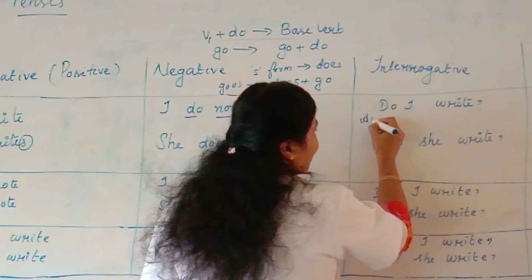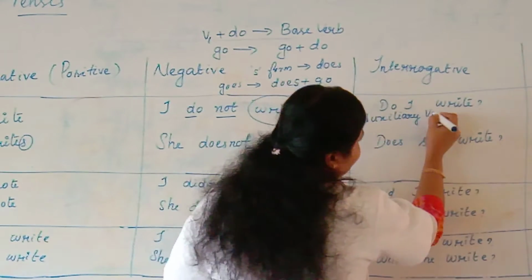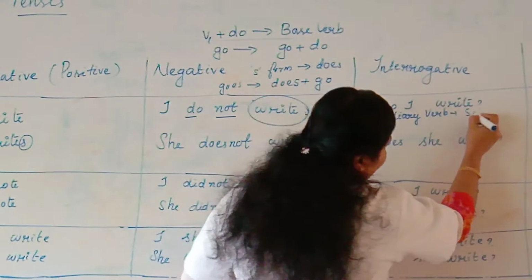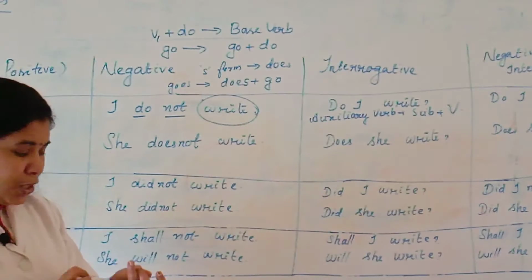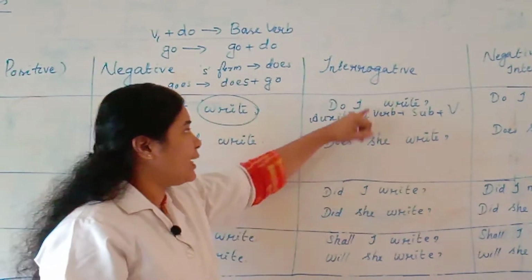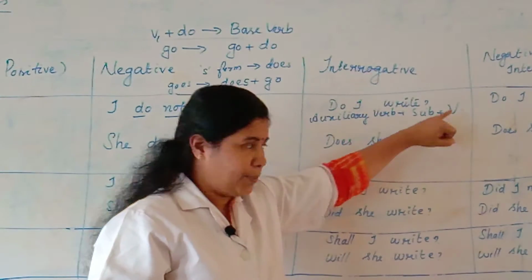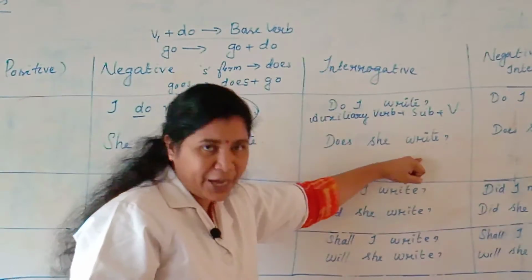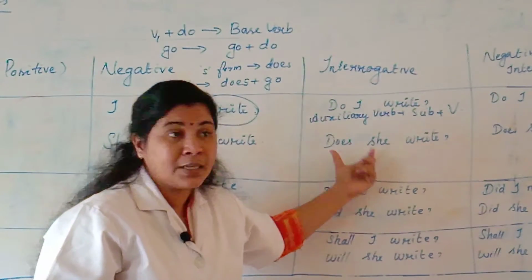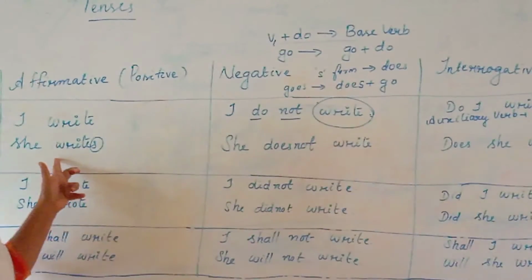Listen, what is the pattern? Auxiliary verb plus subject plus main verb. Understand? So what is the pattern to make interrogative? Auxiliary verb plus subject plus verb. And here it is does she write. Why did does come? Because here it is writes. Understand? Here it is writes.